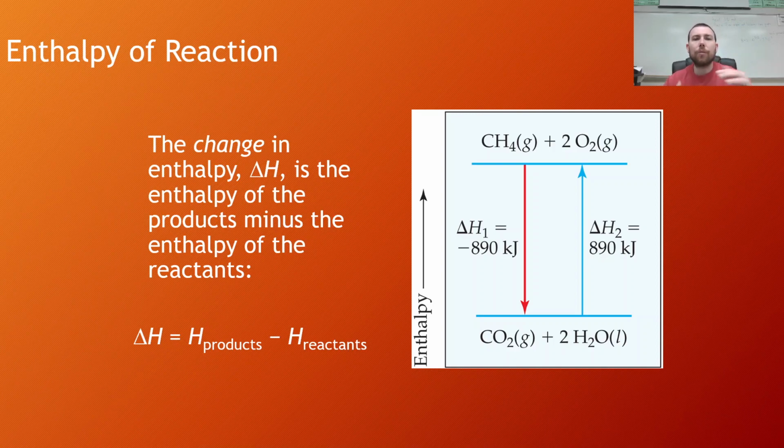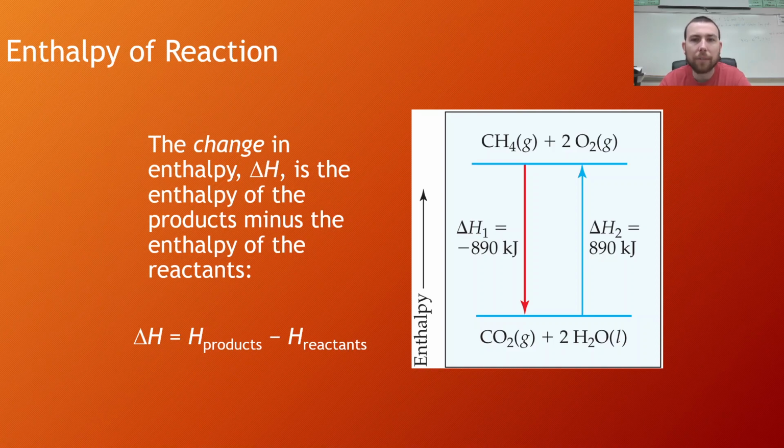Because we know that during the course of a chemical reaction, sometimes there's some pretty significant energy changes that happen. And so the change in enthalpy, delta H, is going to be the enthalpy of the products minus the enthalpy of the reactants. Sounds a lot like internal energy. Energy final minus energy initial. So delta H is going to be the enthalpy of the products minus the enthalpy of the reactants.